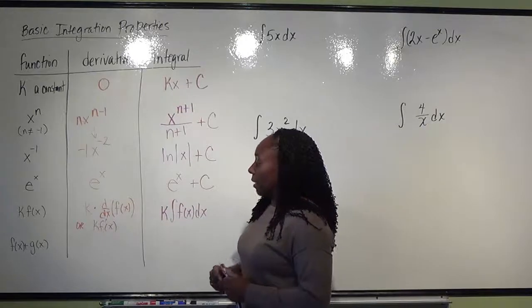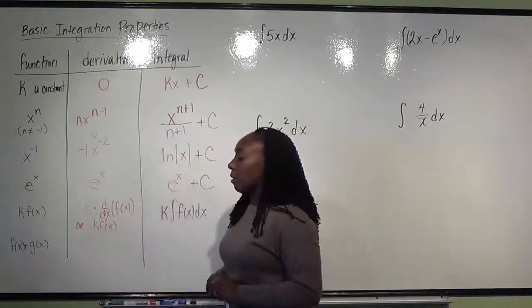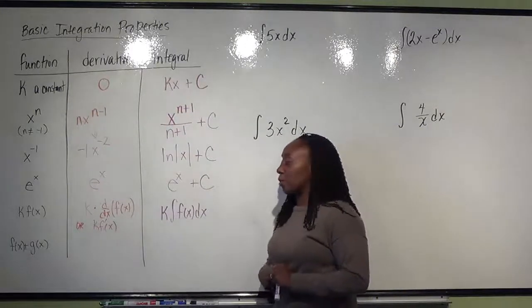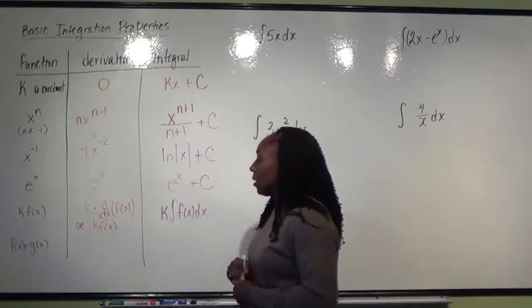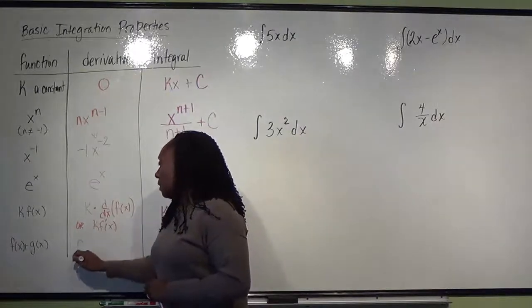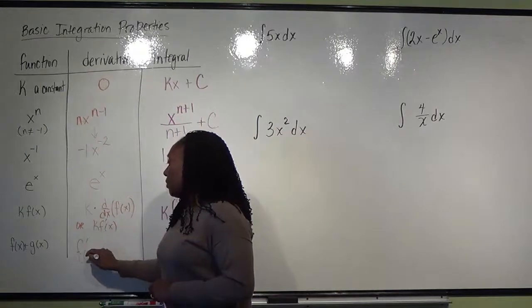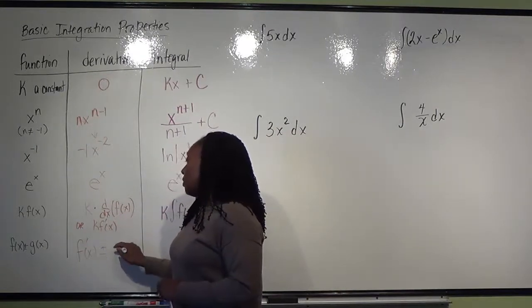Okay. And then for the last properties, our plus and minus, this is what we used for most all of our polynomials. This was basically our derivative of f plus or minus the derivative of g.